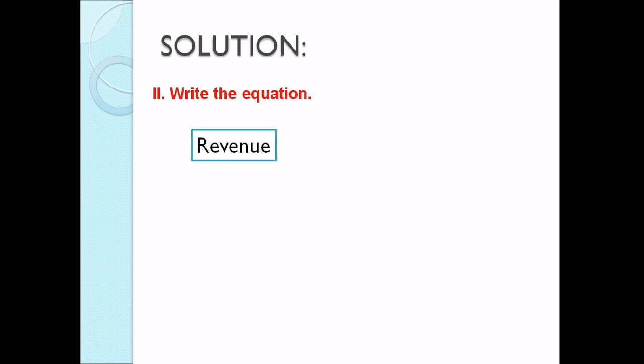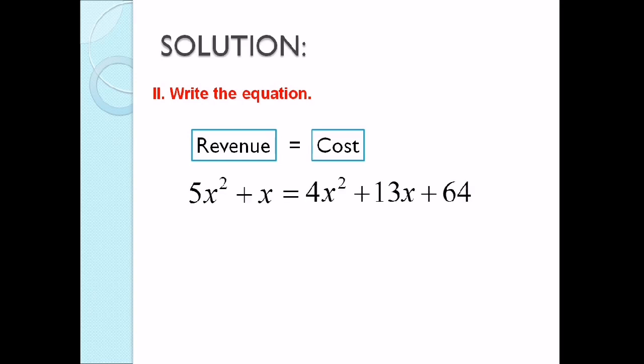So to write the equation, we can say that according to the problem, revenue must be equal to the cost. Therefore, the two given must be equal with one another. That is, 5x squared plus x equals 4x squared plus 13x plus 64. So the revenue must be equal to the cost.